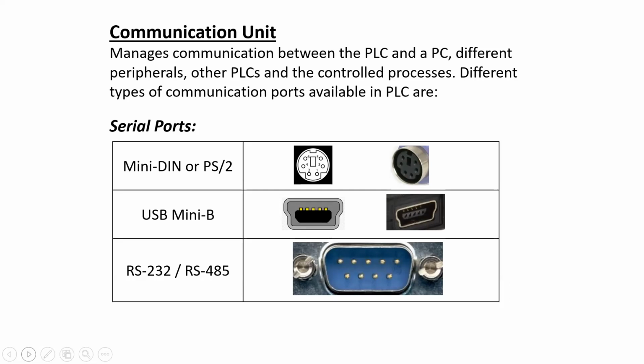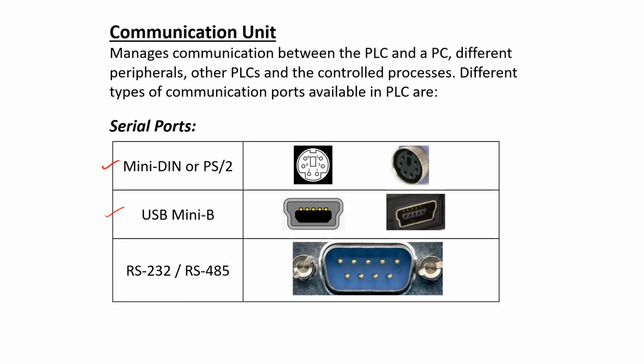So the commonly available serial ports on the PLC board are the mini DIN or PS2 ports, which are actually similar to the ports that we used to use to connect our keyboards or mouse previously. Later on, all of them have nowadays been replaced with the USB ports. The other type of serial port could be the USB mini B.